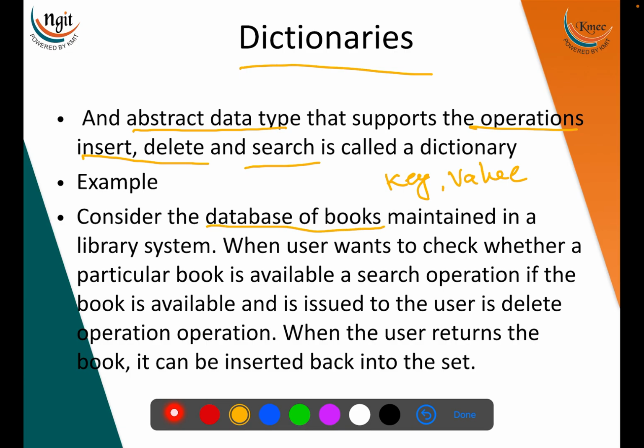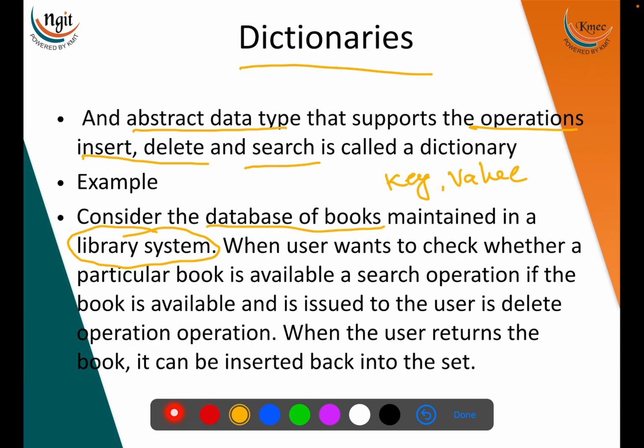Consider the database of books maintained in a library system. Students who want to visit the library will either take a book from the library or return a book to the library. In other terms, getting a book from the library is what? Deleting the book from the library, and returning a book to the library is what? Inserting a new element to the dictionary. And there is also one more operation, which is the searching operation.